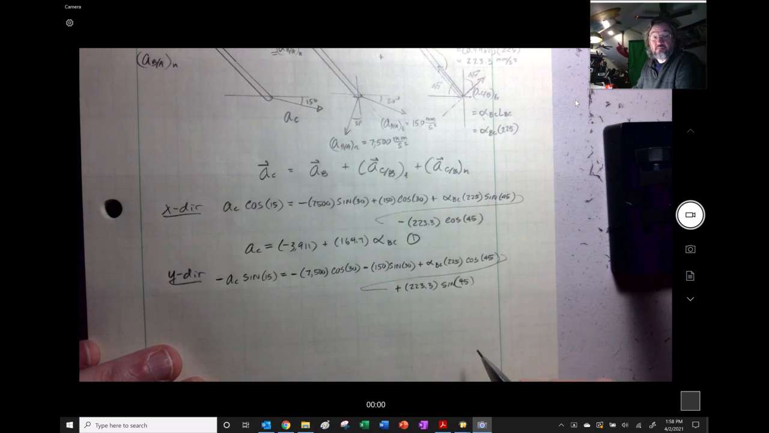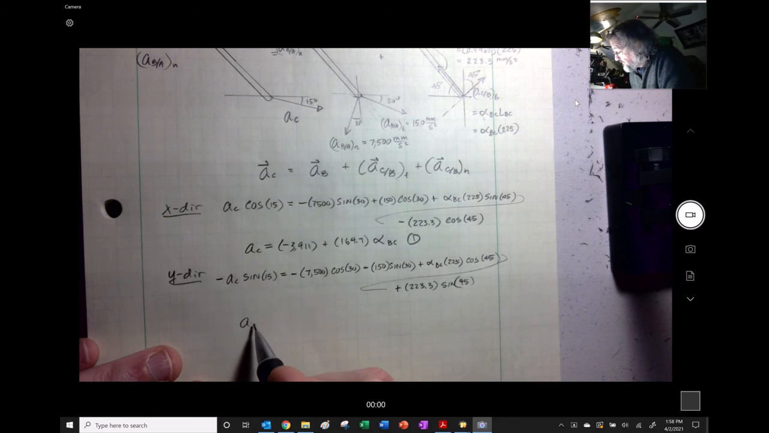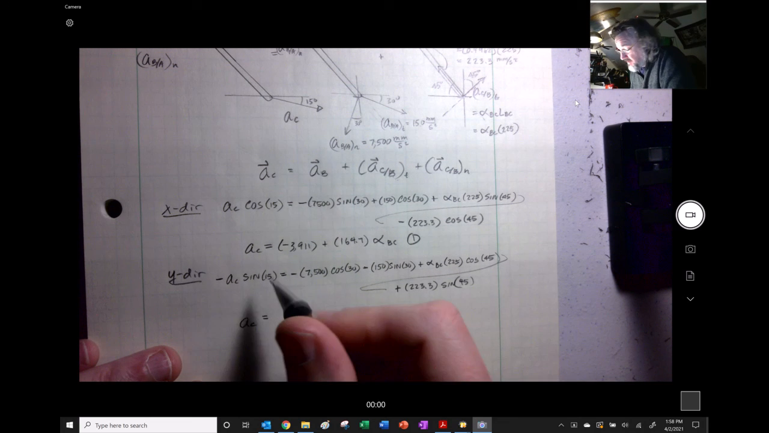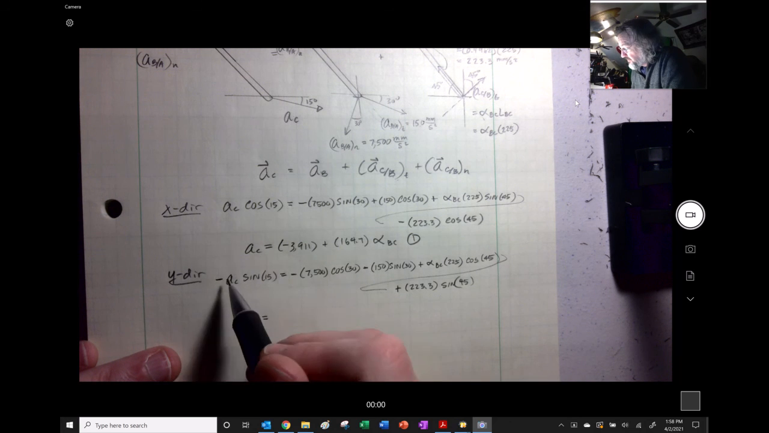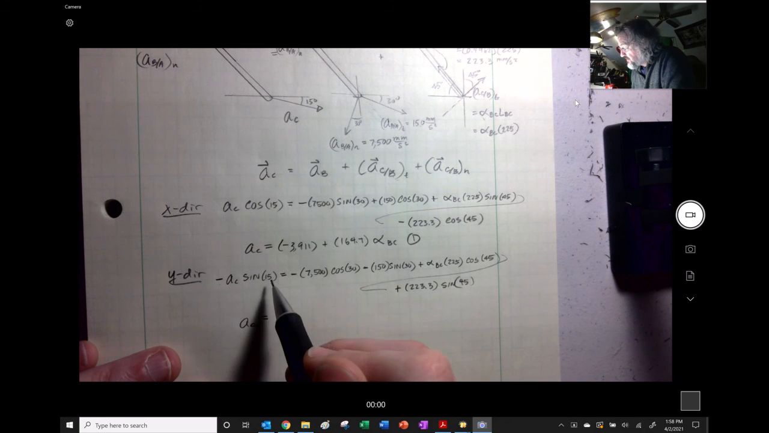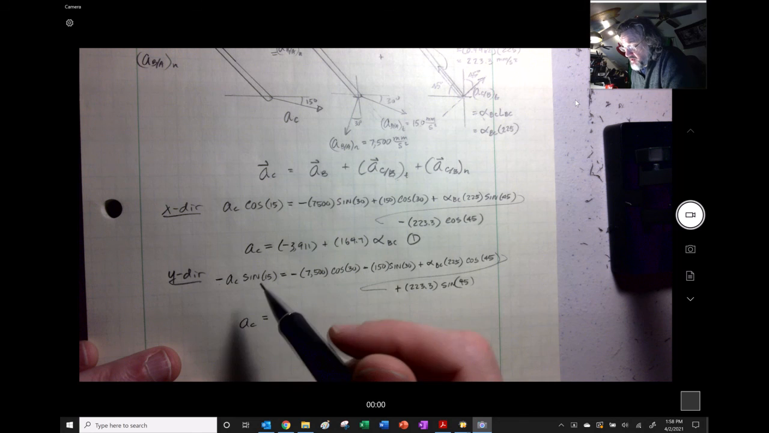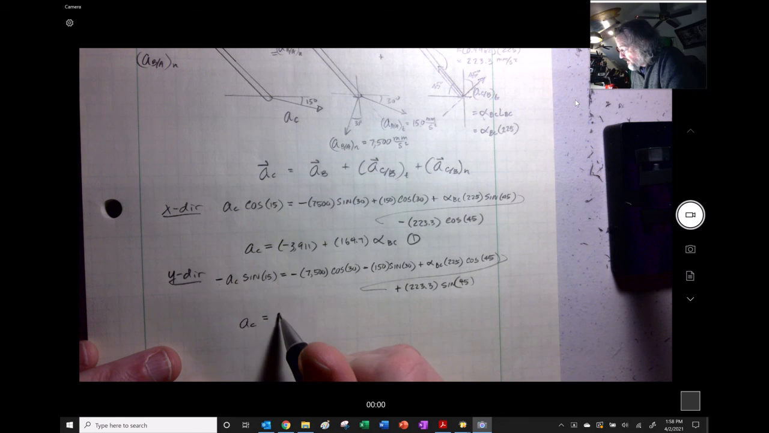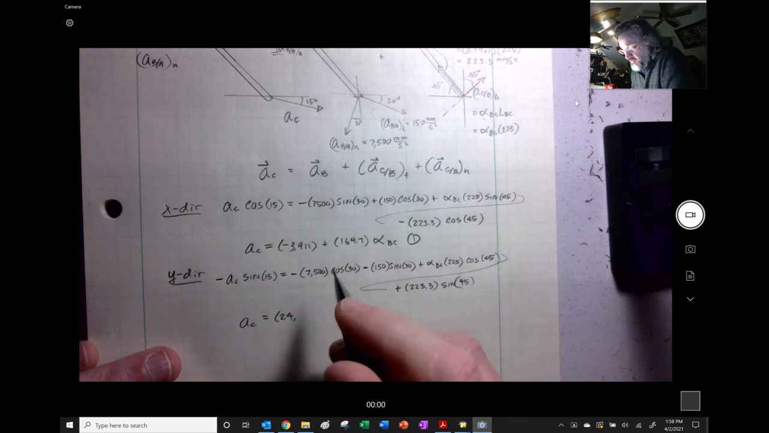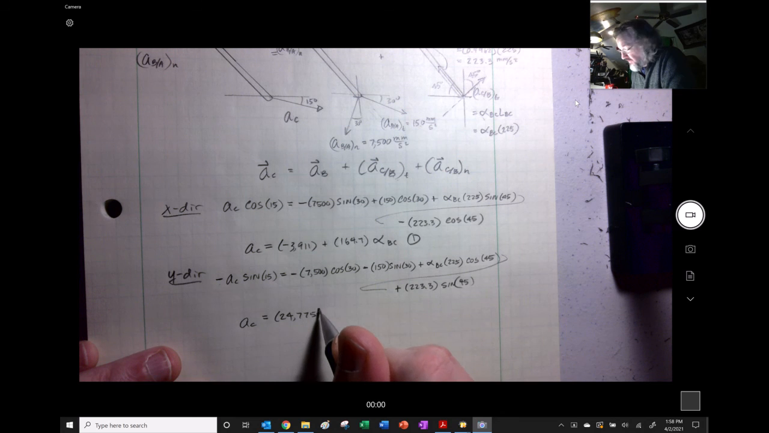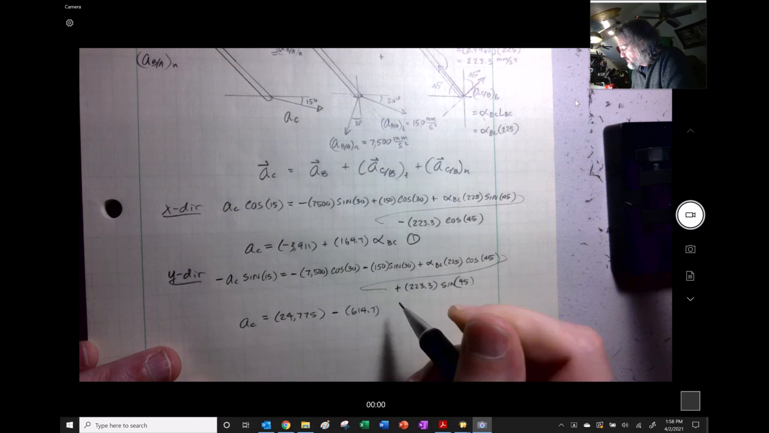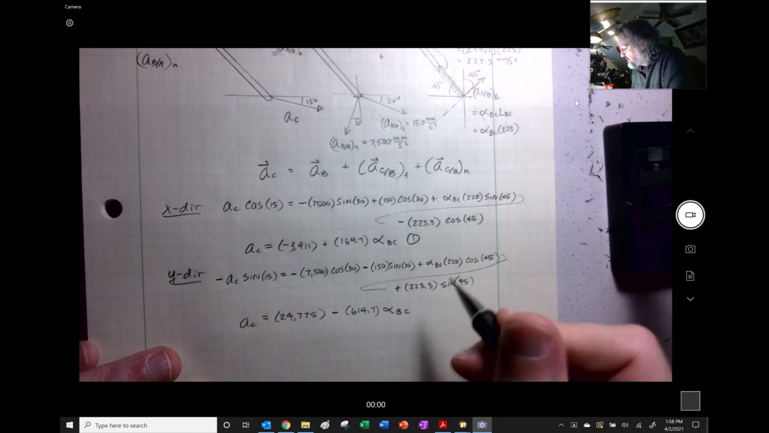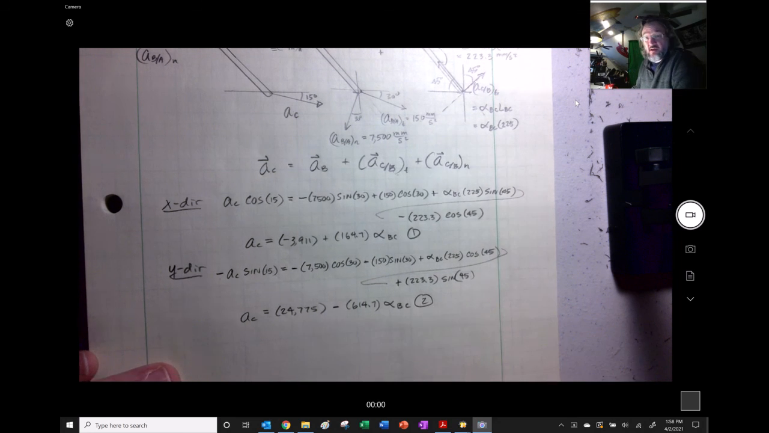And I can collect all this stuff. AC is now, okay, so I collected all the constants and put them together and then divided through by a negative sine of 15, and I got positive 24,775 minus 614.7 alpha BC. That's going to be my second equation.